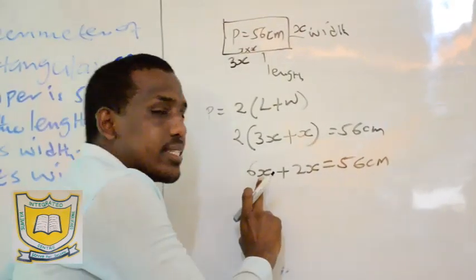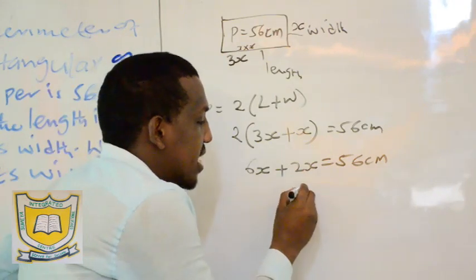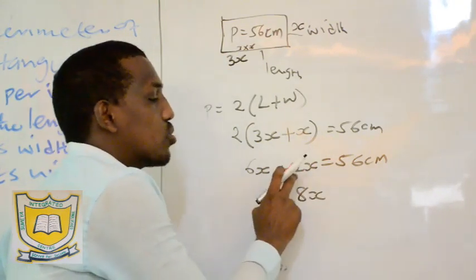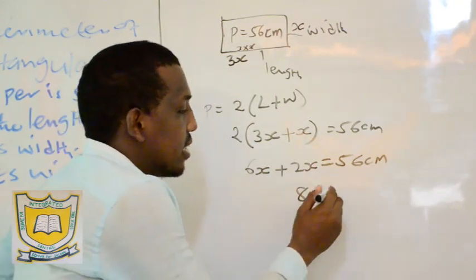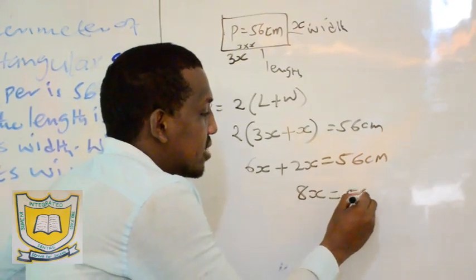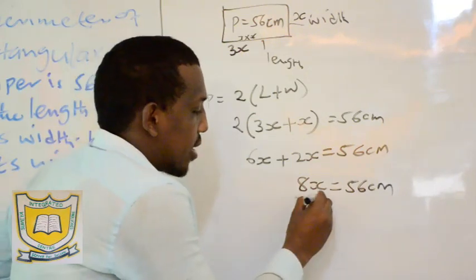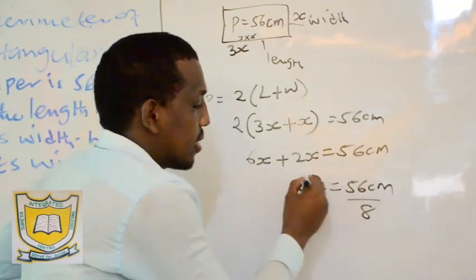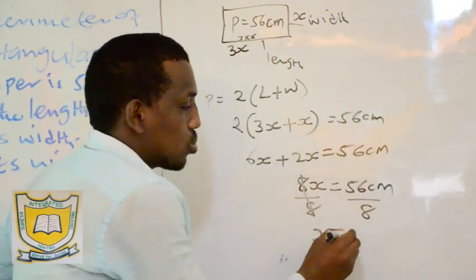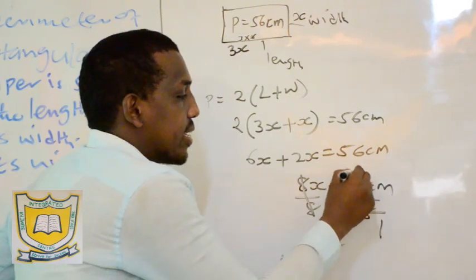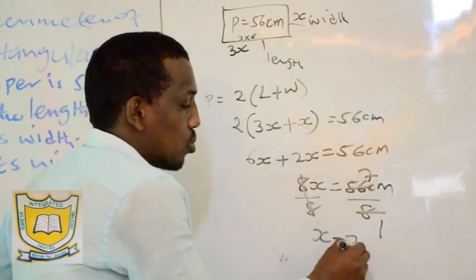Now we add 6x plus 2x is 8x. 8x is equal to 56 centimeter. Let's get the value of x. Divide both sides by 8, 8 over 8 cancel. X is equal to 56 divided by 8, which is 7. X is equal to 7.